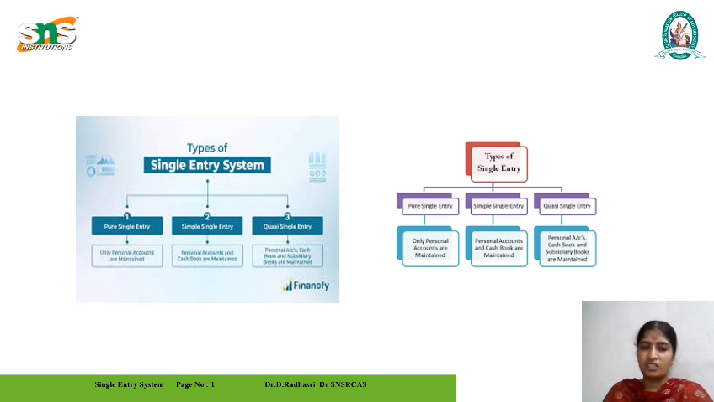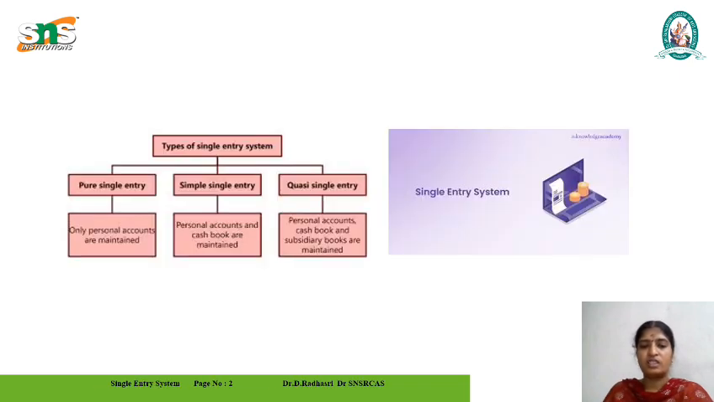When we know about the double entry system, there are two sides, the debit and credit side. In a single entry system, there is only one side. It should be calculated using capital, opening capital, closing capital, drawings and additional capital. In the single entry system, personal accounts are maintained for the purpose of money.